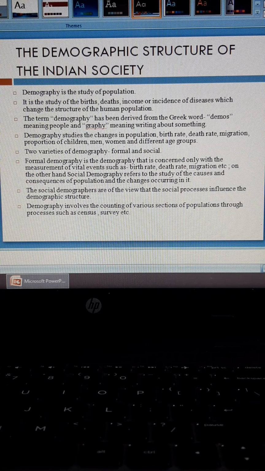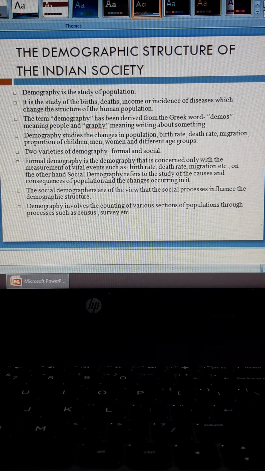It is important to remember that there are two varieties of demography, formal and social. Formal demography is concerned only with the measurement of vital events such as birth rate, death rate, migration, etc. So formal demography studies the quantity, the numbers of changes in population, or all the events that bring about changes in population, like the birth rate, death rate, migration, etc.